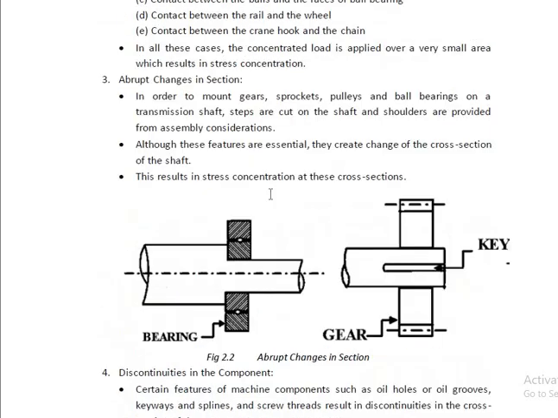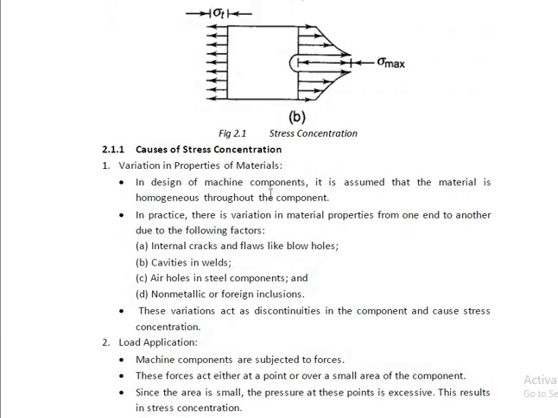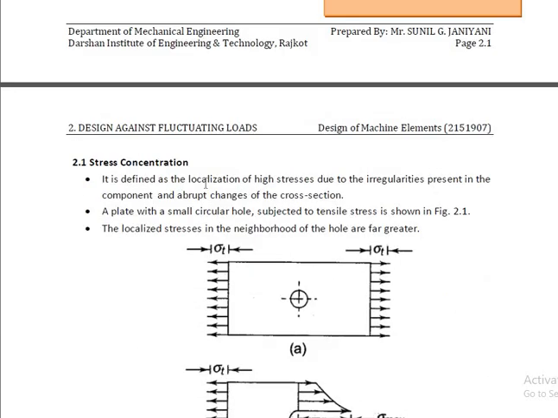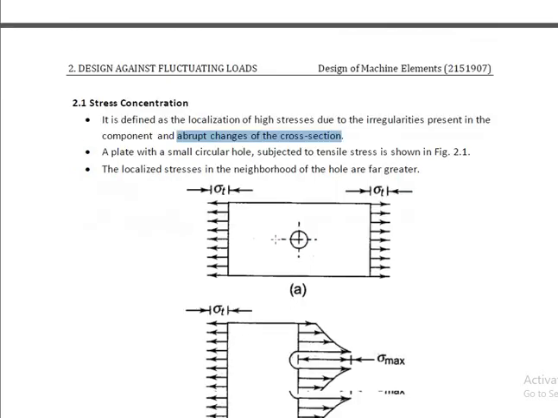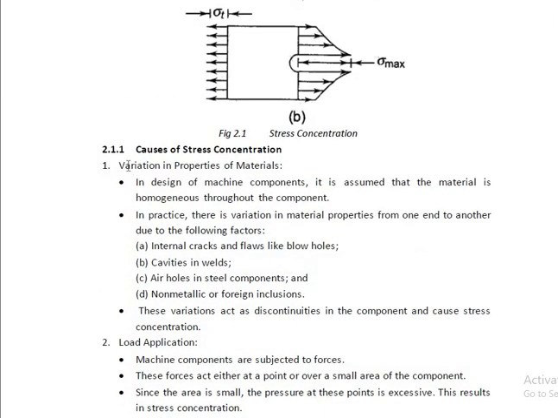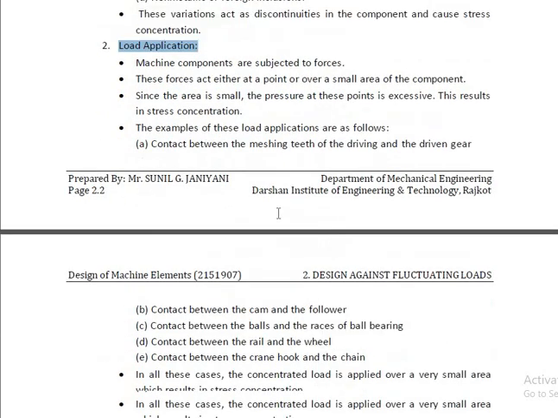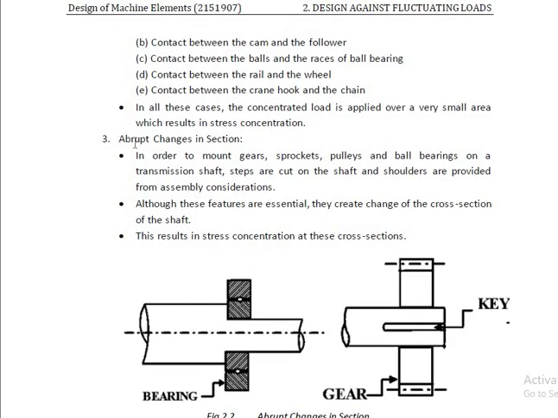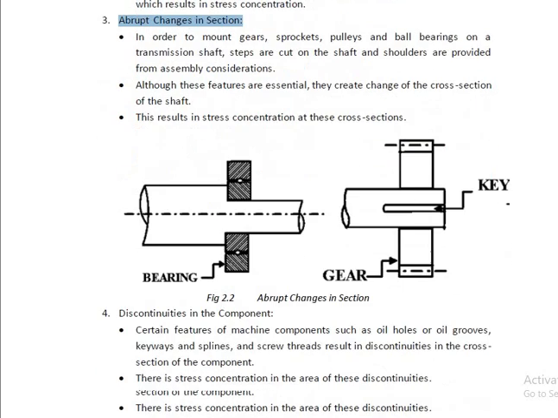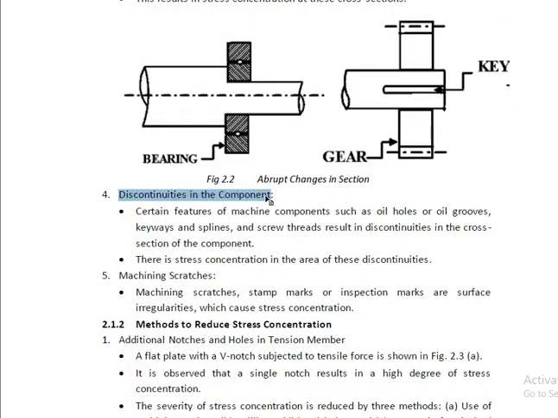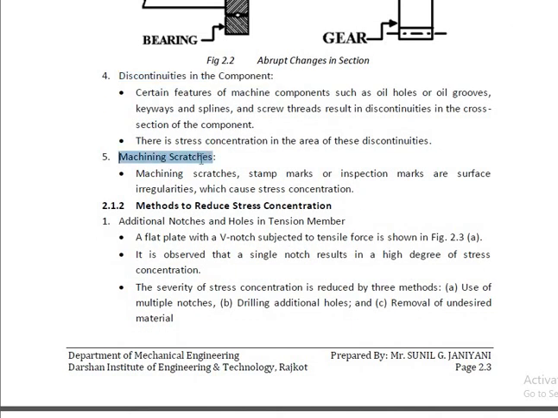So we have seen the meaning of stress concentration, that is the localization of the stresses, high stresses at a particular point. Now what is the main reason? Irregularities present in the component and sudden changes of the cross section. The possible causes are variation in the properties of the material due to the different load applications, abrupt changes in the section, discontinuities in the component, and machining scratches.